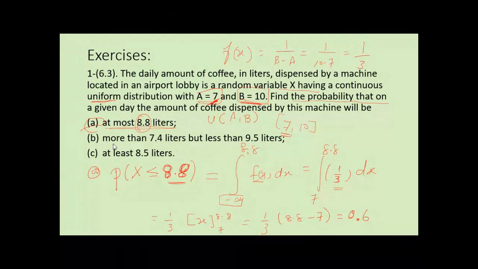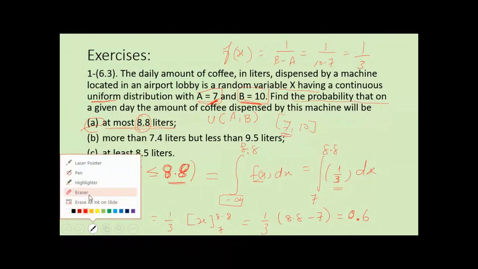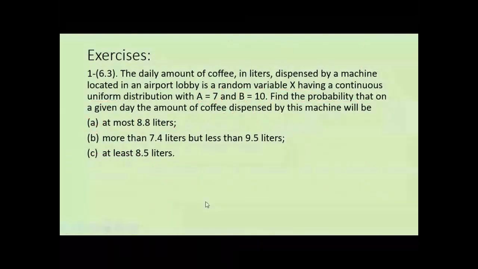Let's go to problem number B. And remember, f of x is 1 over 3. This should be remembered, because I am going to erase this. So the problem part B: probability of x more than 7.4, so it is greater than 7.4 and less than 9.5.